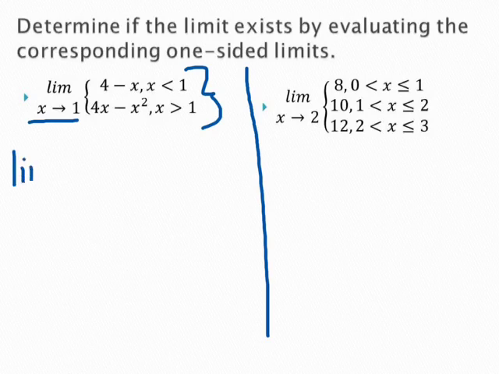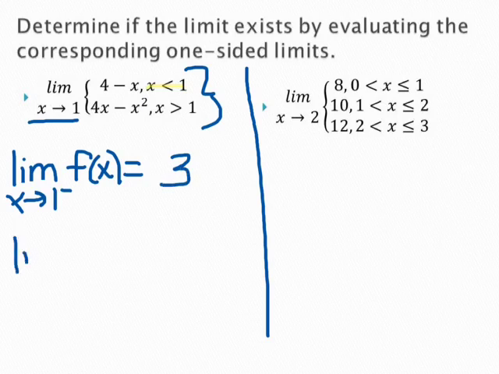So first of all, let's look at the limit as x approaches 1 from the left side of our function. Now, the domain restriction for the first function is that x is less than 1. So that is the function we are going to use to evaluate our limit for the left-hand side. So if we plug in 1 on the left of 1, we get 4 minus 1, which is 3.